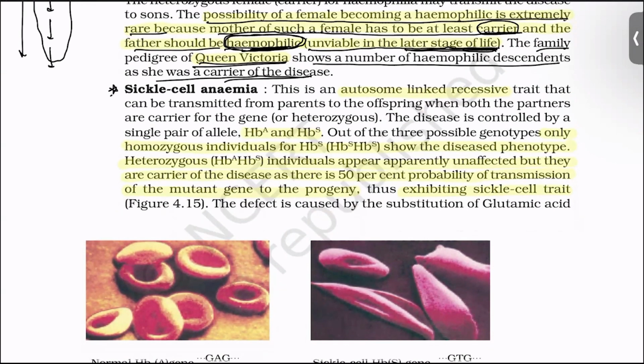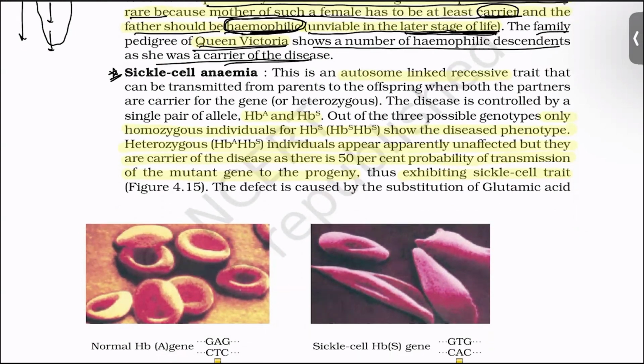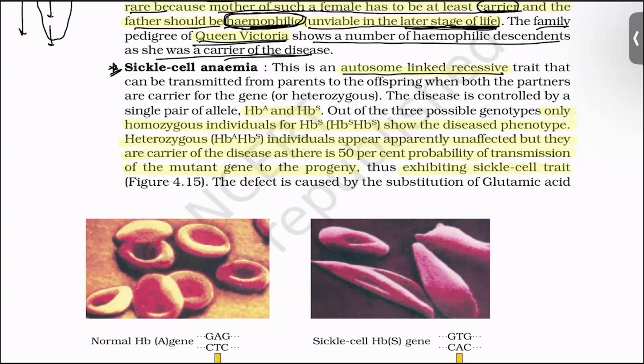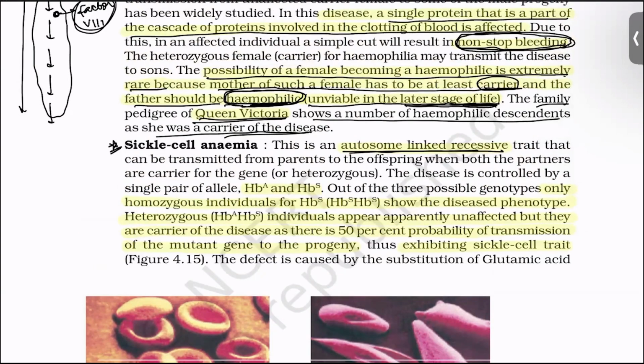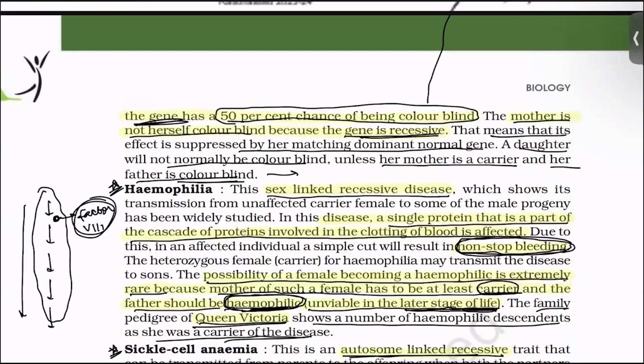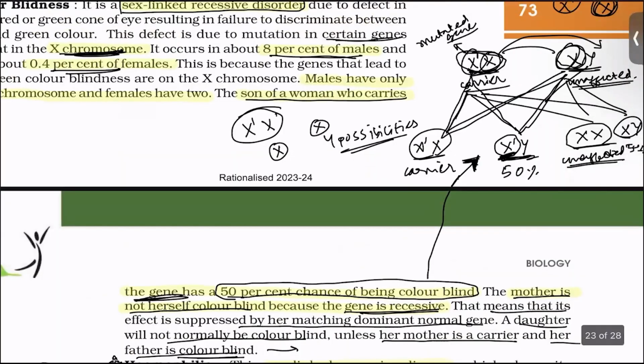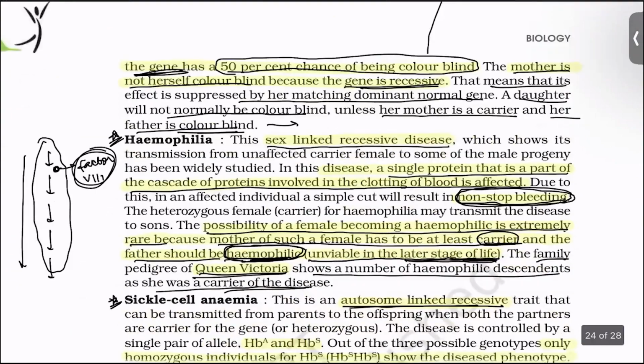Now coming to the next disease, sickle cell anemia. So what happens in sickle cell anemia? It is an autosomal linked recessive disease. So hemophilia and color blindness were X-linked recessive, and here sickle cell anemia is an autosome linked recessive disease.